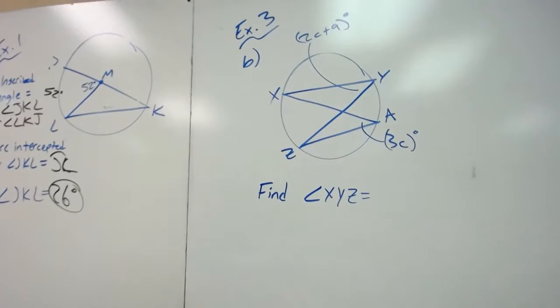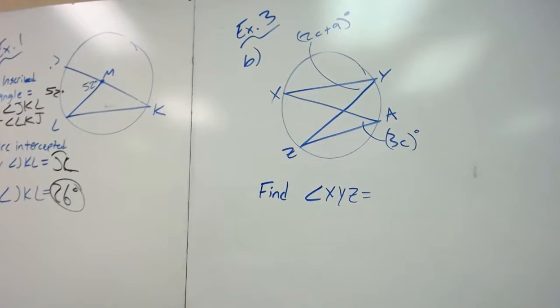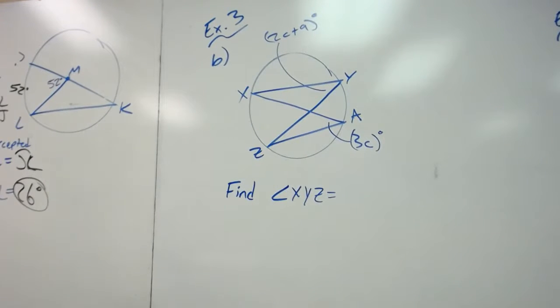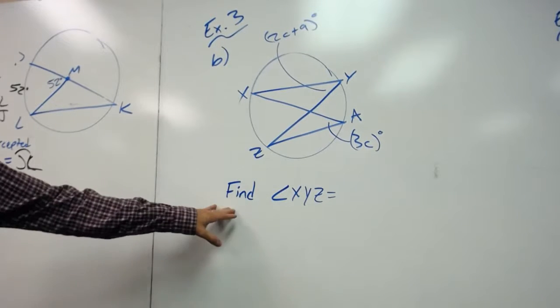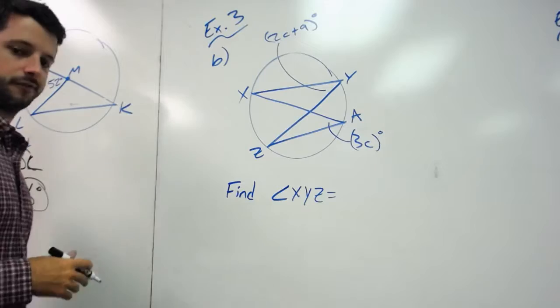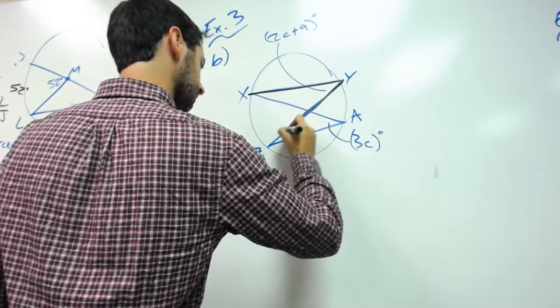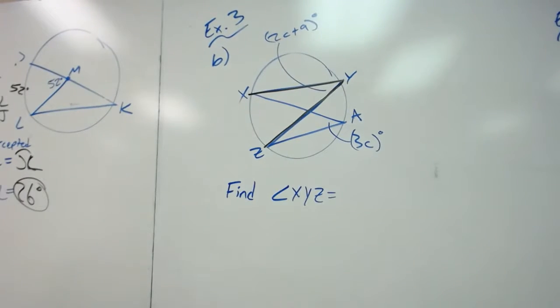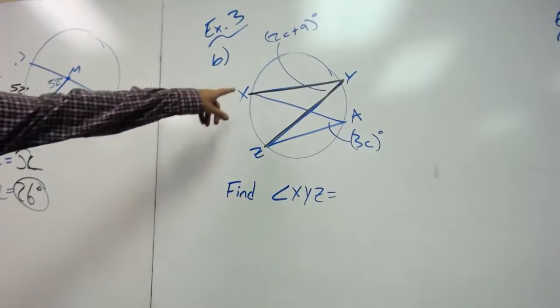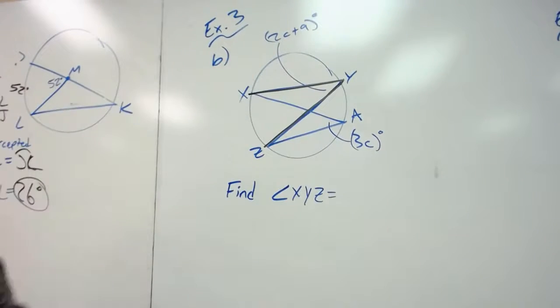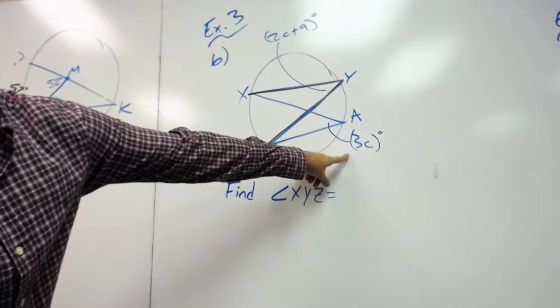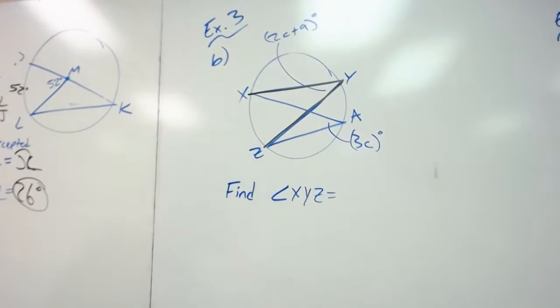Moving on, looking at example 3, it gives us all this diagram, and it wants us to find angle XYZ. First, let's go ahead and locate XYZ. I'm going to highlight over it here. This is the angle we're trying to find. We know that XYZ has a value of 2c plus 9. We also see this 3c degrees here for angle XAZ.